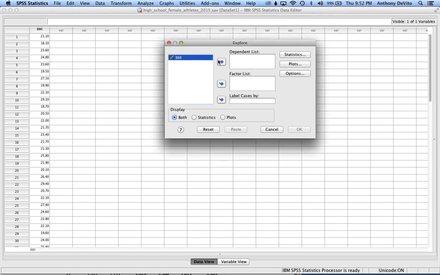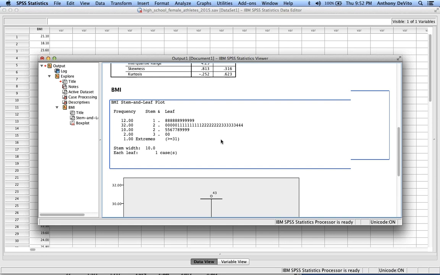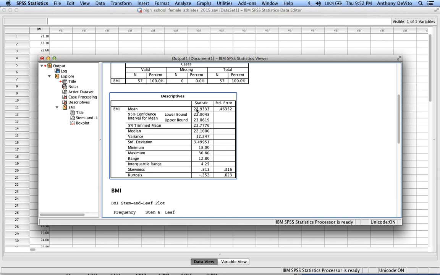Okay, so I'm going to move the BMI into our dependence list. This is an explore. If I did dependence, it wouldn't give me a 95% confidence interval. I'll click OK, and it will give us the result for this collection of numbers. The mean happens to be 22.93, a little under 23. The 95% confidence interval for the true mean for BMIs for all female athletes in 2015 is between 22 and 23.86, right? That is our 95% confidence interval.